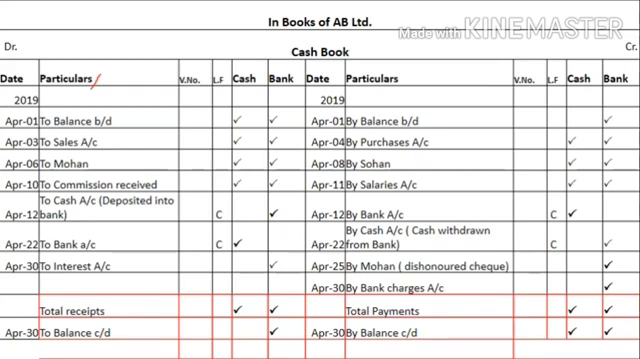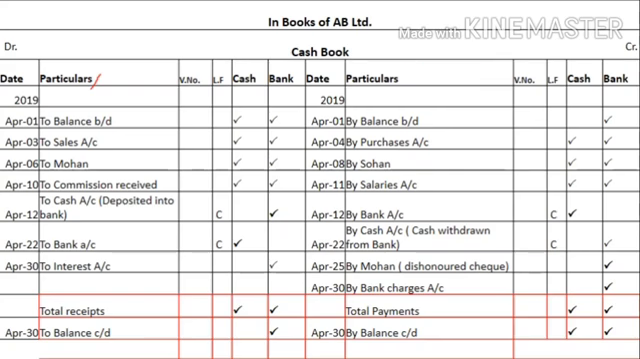Third column will be for voucher number, then ledger folio, cash, and next column will be for the bank. And the same columns will be there on the credit side. The only difference, instead of writing down particulars, you can also write down payments.